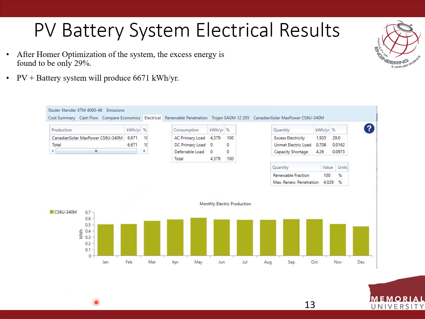And here you can see the monthly electrical production during the year. As you can see, May is the highest and December is the lowest. It is clear that this is just because of the different solar irradiation.